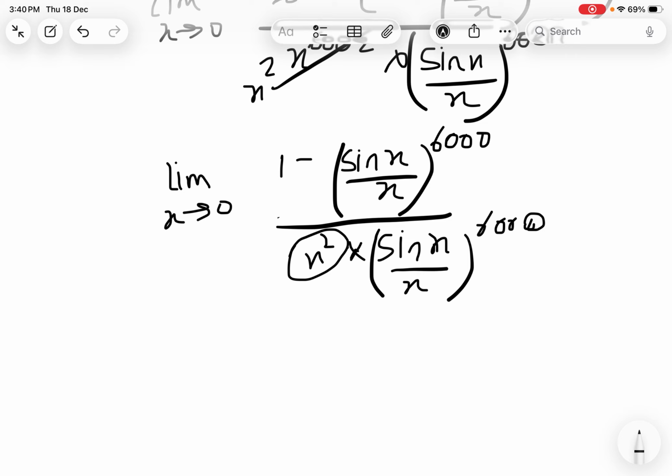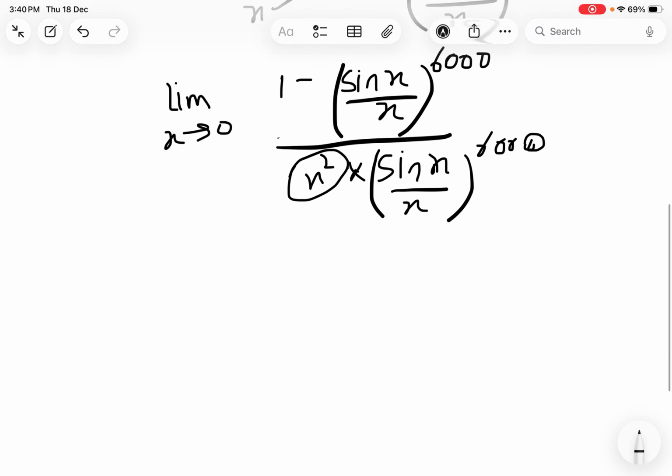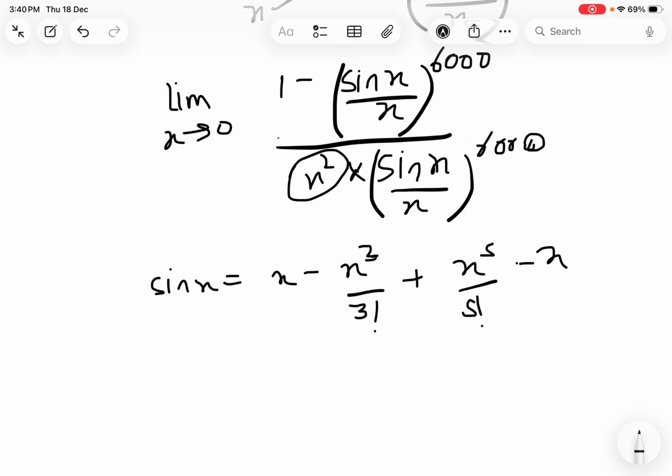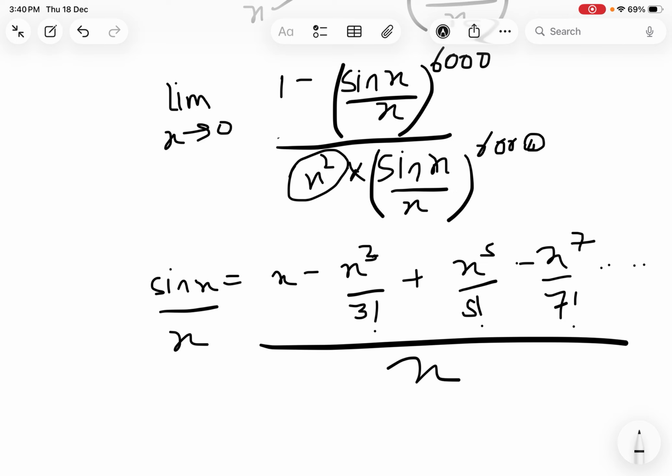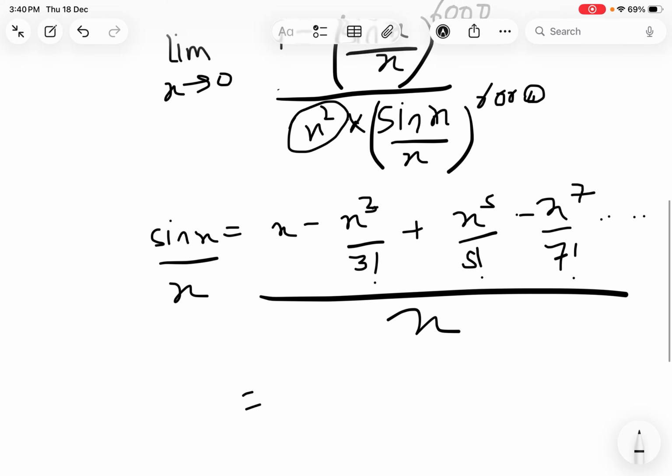We are going to apply the expansion of sine x. If you remember, I also haven't properly remembered these expansions, but sine x expansion is x minus x cube by 3 factorial plus x5 by 5 factorial minus x7 by 7 factorial and so on, right? So this is the expansion of sine x. Now we have sine x by x over here. So sine x expansion whole divided by x, we will be left with 1 minus x square by 3 factorial plus x4 by 5 factorial and so on.